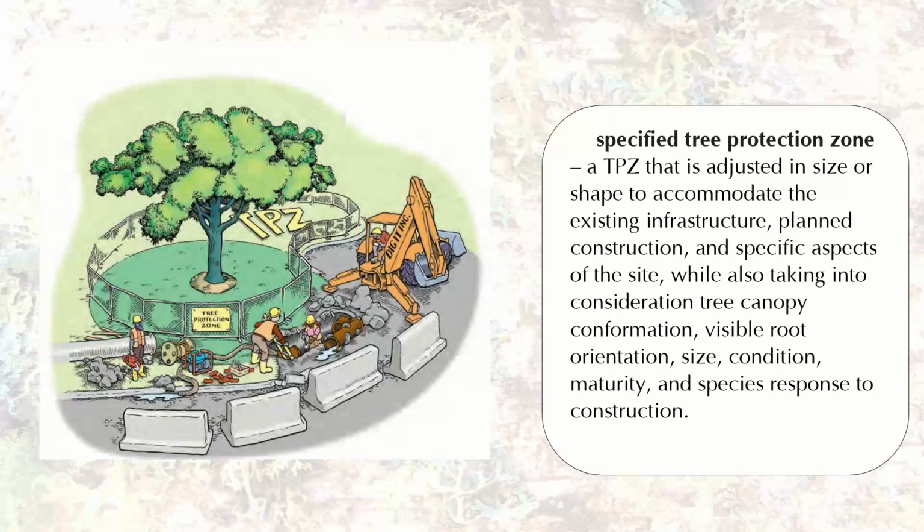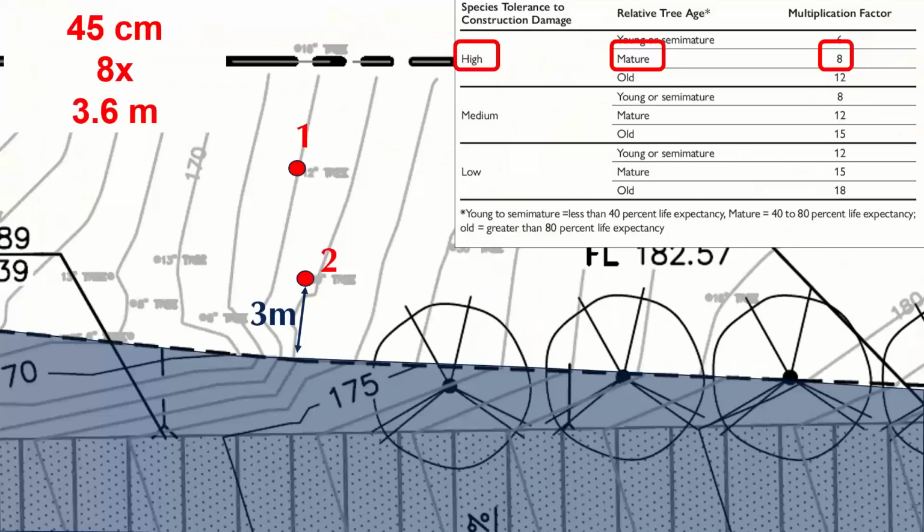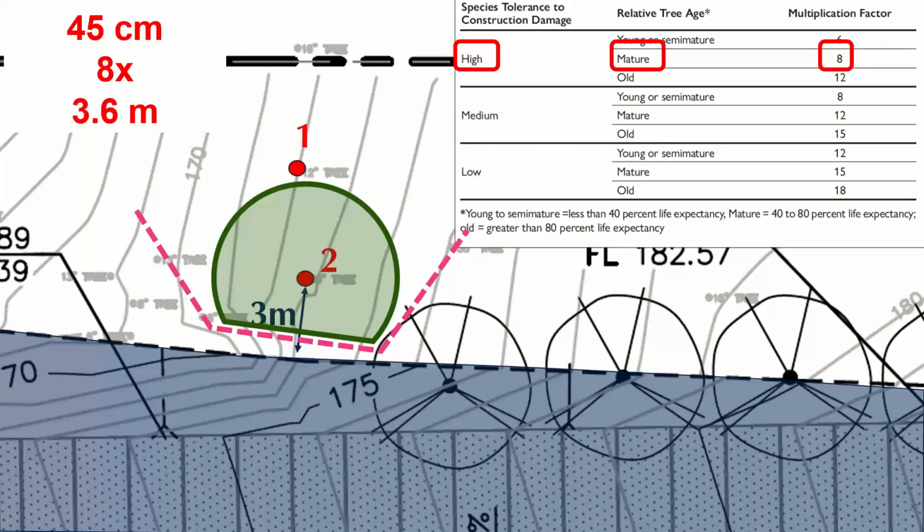So a lot of the things in our calculated tree protection zone are the last things in this definition, but we're also taking other things into account, right? So when we come back over here, rather than having that perfect circle that's 8x 3.6 meters, what we're going to do is cut off our little circle just short of the planned construction.